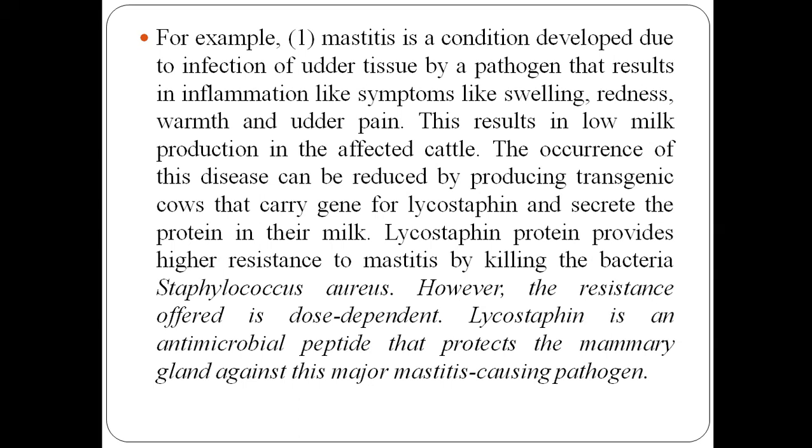For example, mastitis. Mastitis is a disease condition of milk-producing animals. It is the inflammation of the udder, particularly through unhygienic conditions or infection by pathogens, mainly bacteria. Other organisms are also involved, but mostly bacteria. So mastitis is a condition developed due to infection of the udder tissue by a pathogen that results in inflammation, with symptoms like swelling, redness, warmth, and udder pain. These are the signs of mastitis. You must know that one.